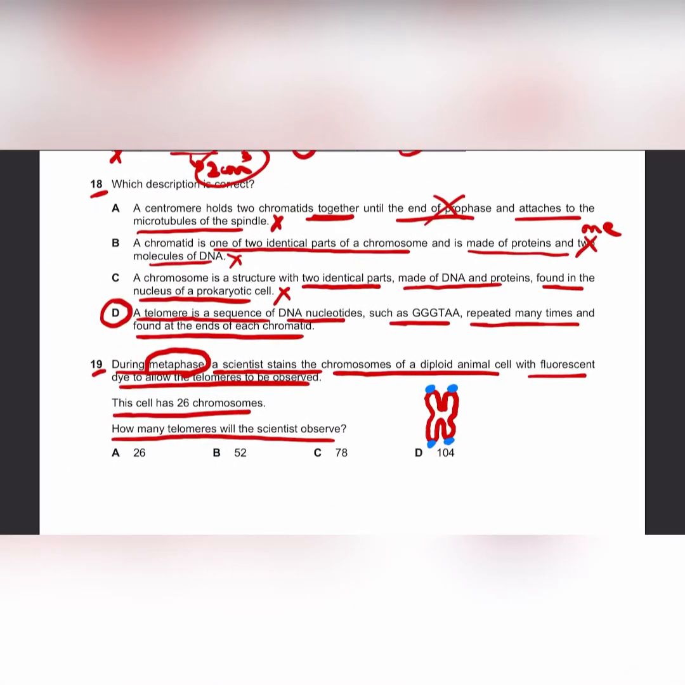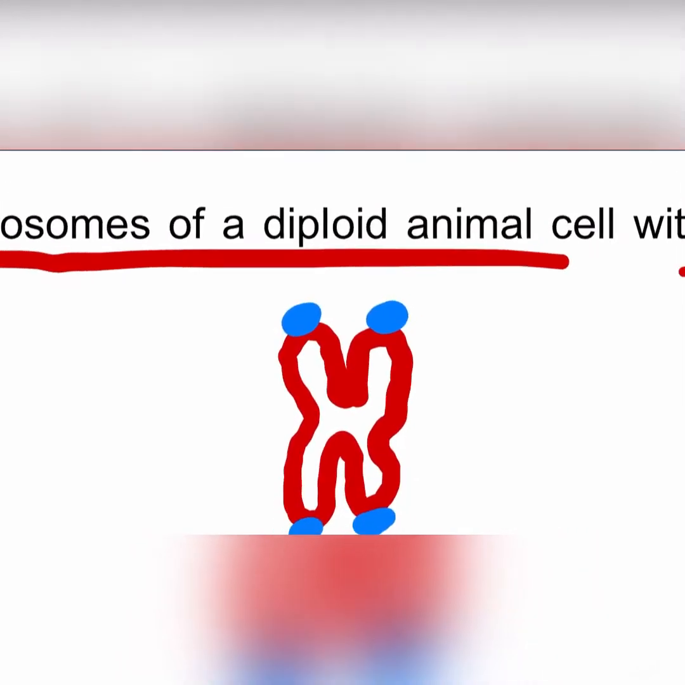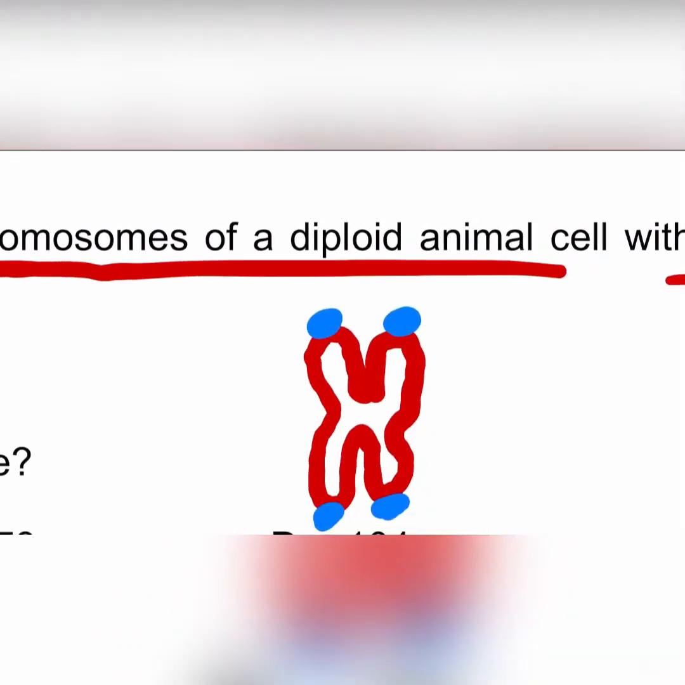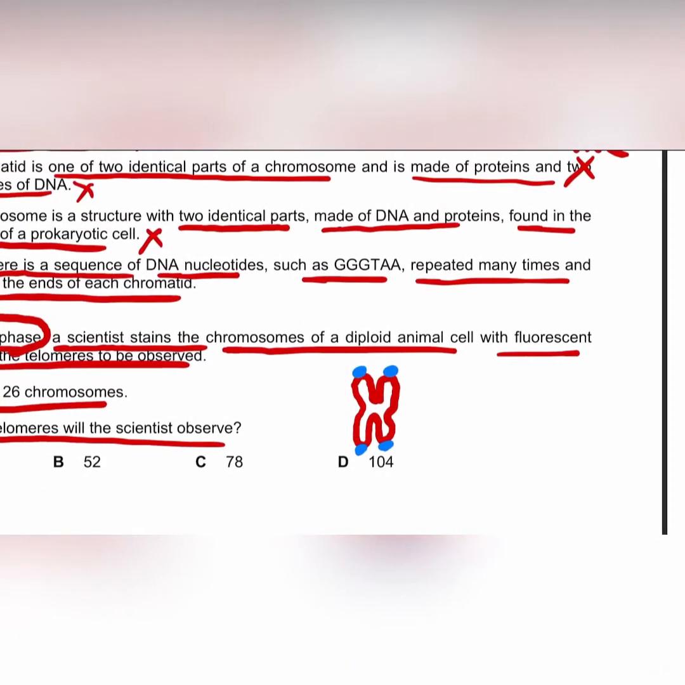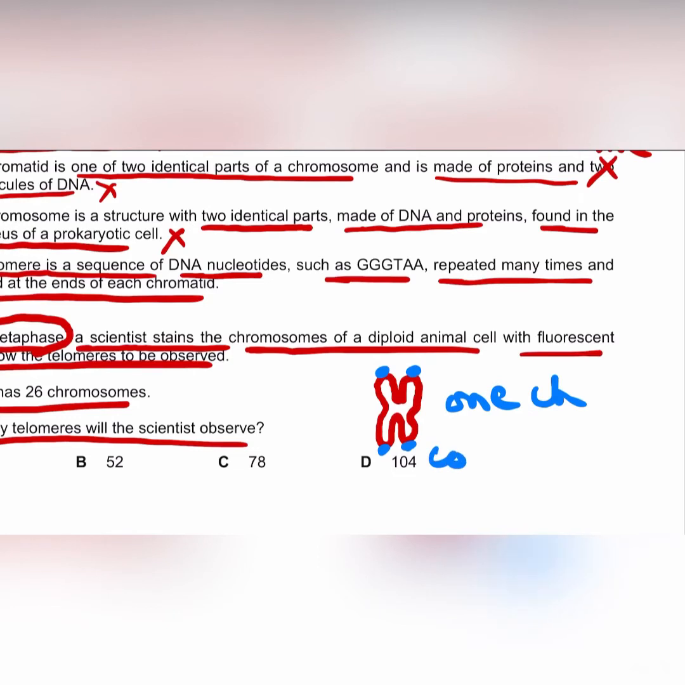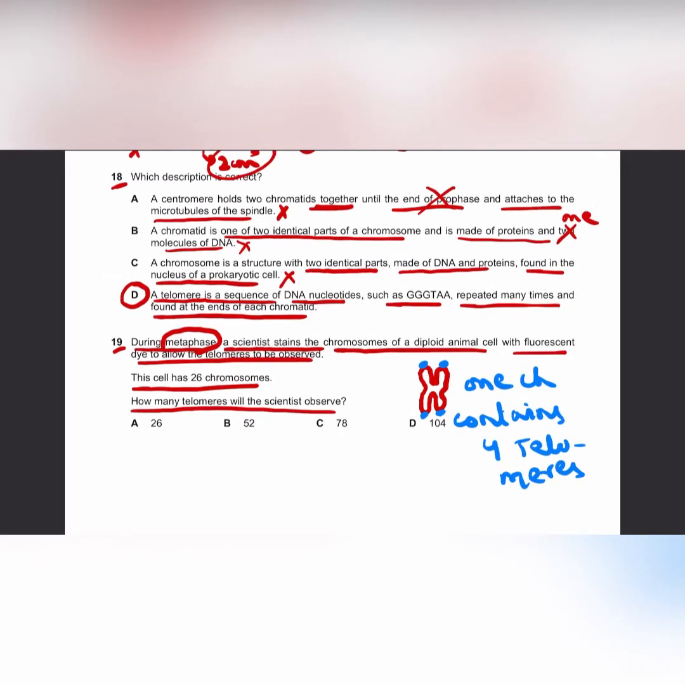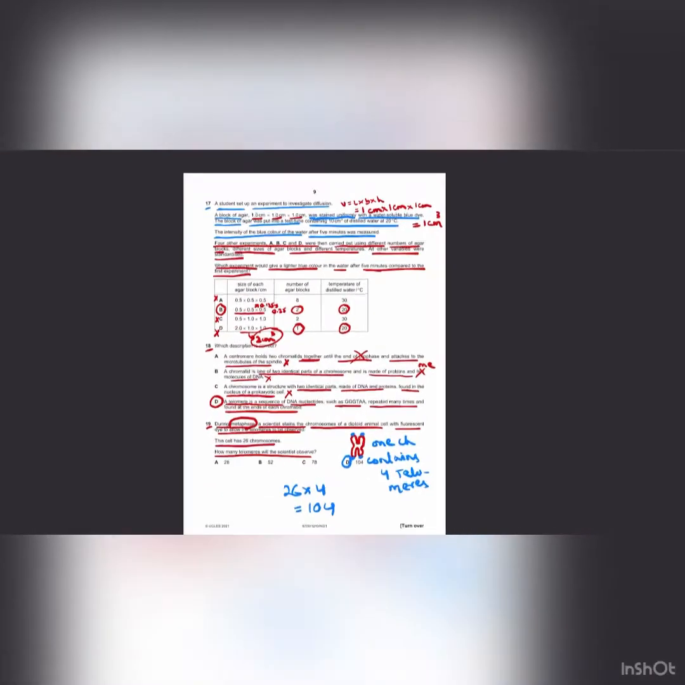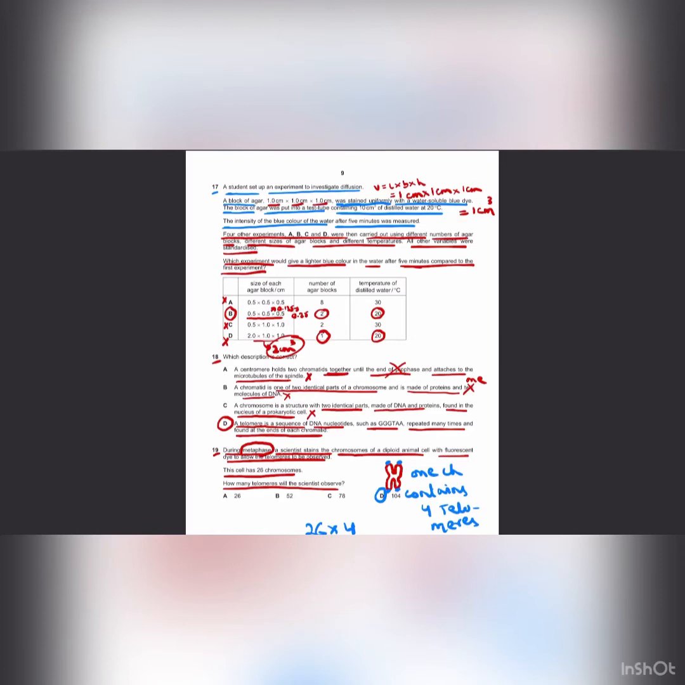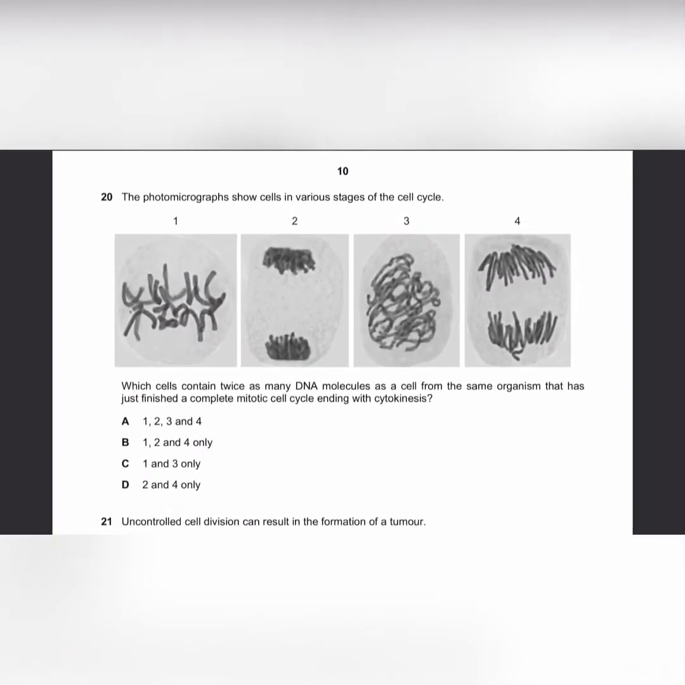So during metaphase, each chromosome has 2 chromatids, and at the end of each chromatid, there is 1 telomere. So one chromosome contains how many telomeres? 4 telomeres. Right? How many chromosomes do we have? 26 chromosomes. So 26 times 4 will be the telomeres found on 26 chromosomes. The answer will be 104. The answer is D. Let's move on to MCQ number 20.